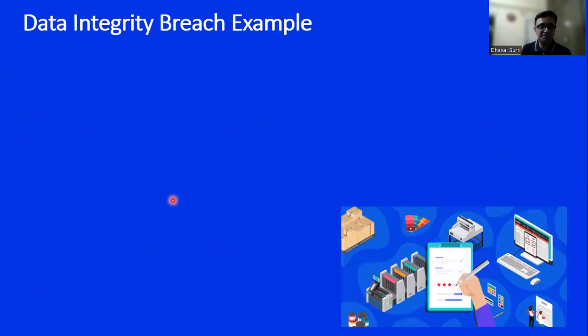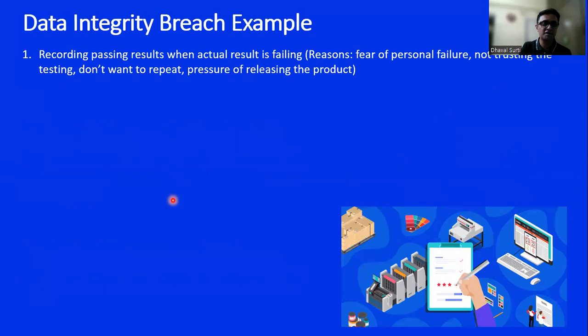Now let's understand some data integrity breach examples. When I say what is data integrity, then I should explain what is the data integrity breach. The first is recording the passing result when the actual result is failing. So if my product is not meeting the required assay value, and if I write an incorrect assay value, if I change it to make it correct, then it's recording the passing result when the actual result is failing.